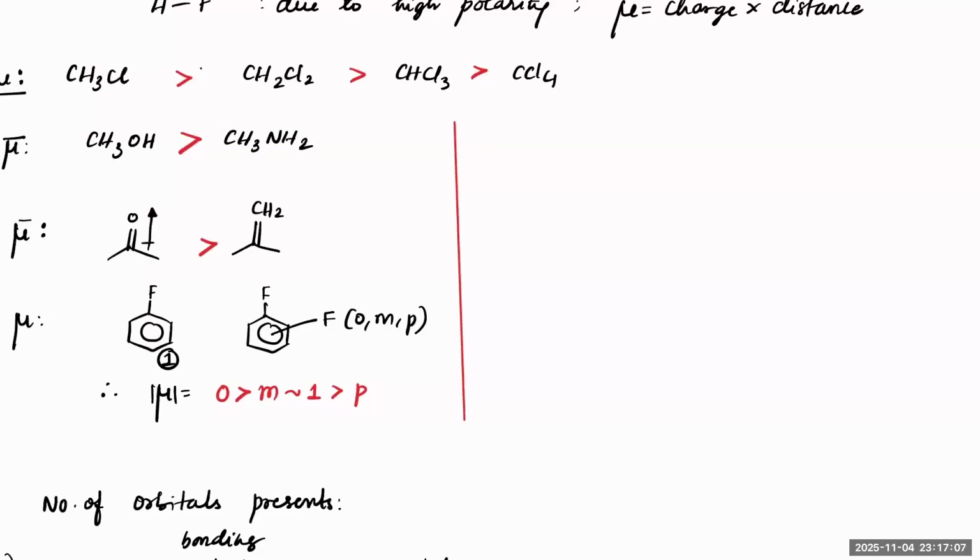One is CH3Cl. If you compare with CH3F, CH3Br, and CH3I, this is an exception where we expect that the fluorine should be more, but the chlorine will be slightly dominant because of its distance factor. Because it is charge into distance, distance factor wise, chlorine will be slightly dominant.